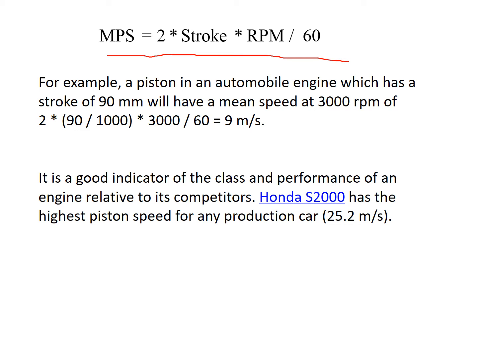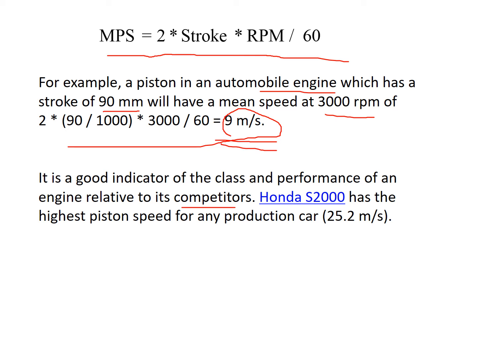For example, a piston of an automobile engine which has a 90 mm stroke will have a mean piston speed at 3000 RPM of 9 meters per second. It is a good indicator of class and performance of an engine relative to competitiveness. So if you see here, you can see how fast the engine is by the mean piston speed.